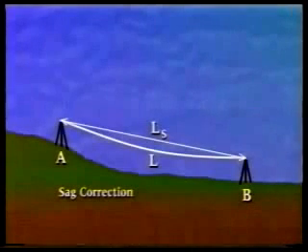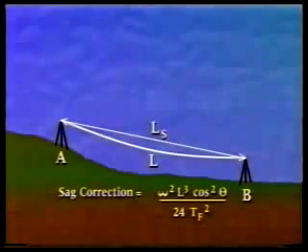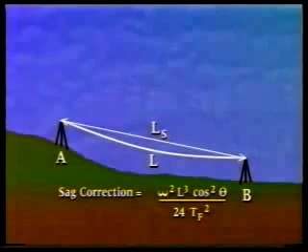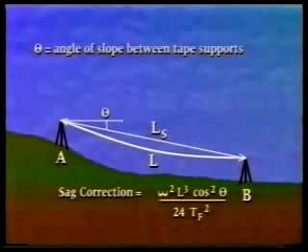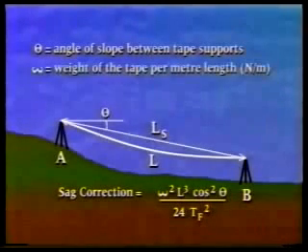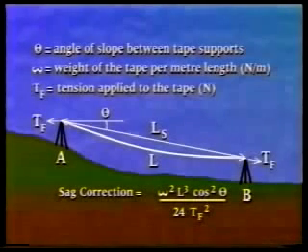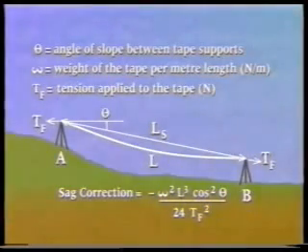The correction is omega squared multiplied by L cubed multiplied by cos squared theta divided by 24 TF squared, where theta is the angle of slope between the tape supports, omega is the weight of the tape per meter length, and TF is the tension applied to the tape. This correction must always be subtracted if horizontal lengths are required.